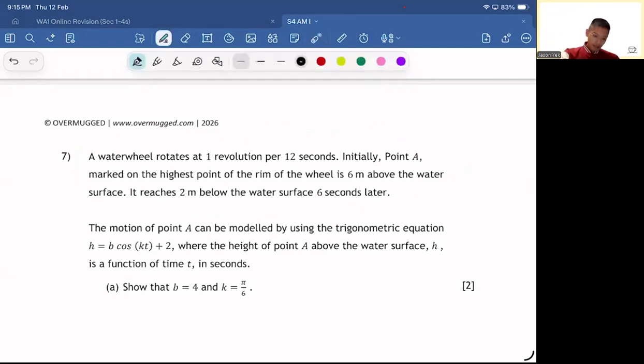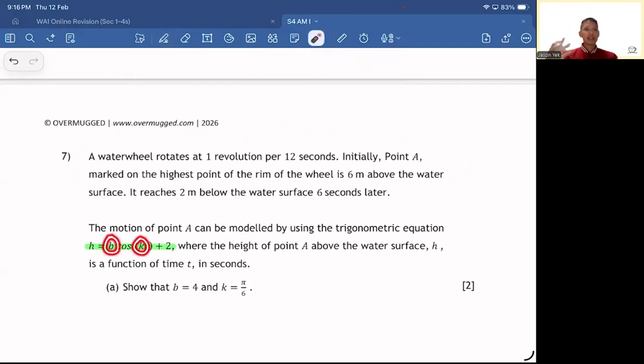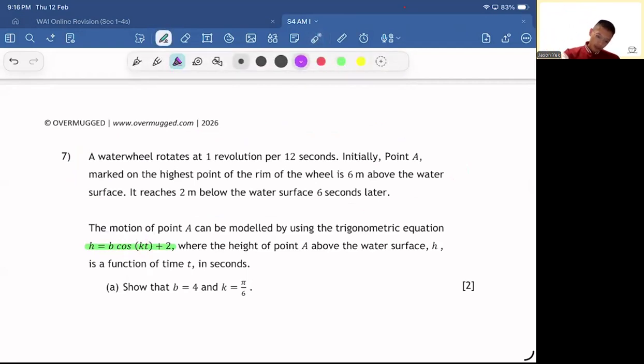But you realize after this information, they will give you a trigonometric function. And then after that, without fail, what is B, what is K? These two are amplitude and period. Always a tip here, we always want to see how we can find the period. Easier to locate.